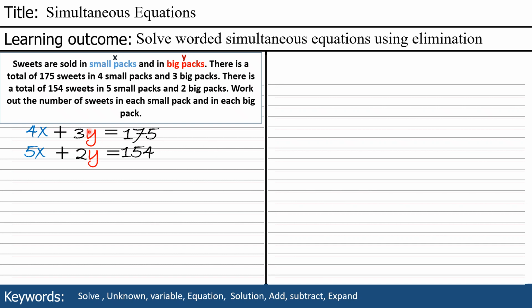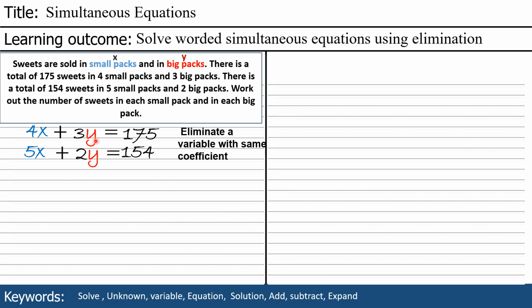It's time to get rid of one of the variables with the same coefficient. However, none of these variables have the same coefficient. Now, in order to make the y coefficients the same, we can use the current coefficients of y, that's 3 and 2. So the product of 3 and 2 will be our new coefficient for y. So 3 times 2 will be our new coefficient for y.